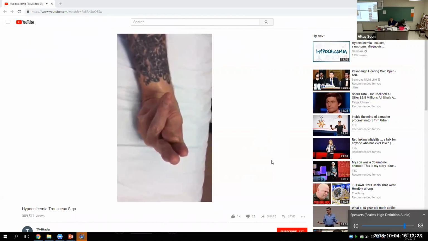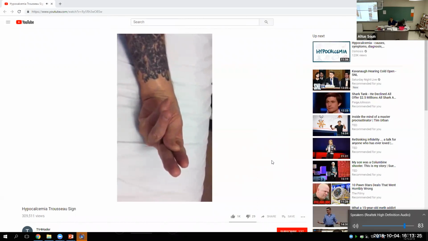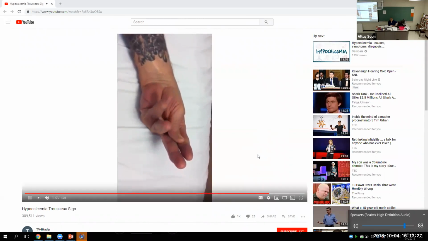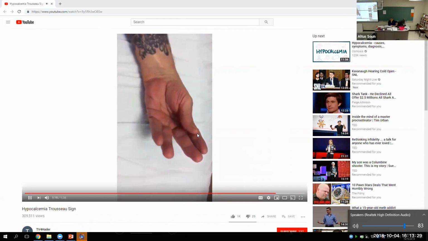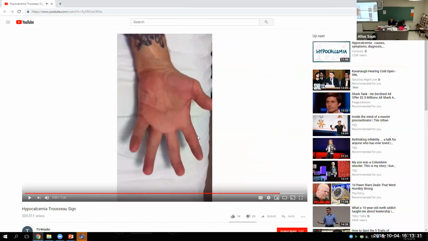Oh, see, it's pulling it more down. Let us know how you feel. There. See? Now, what does it feel like? Fine. Not fine, but it's asleep. I see. Now move. Okay, so that's the Trousseau sign, a way to test for hypocalcemia.